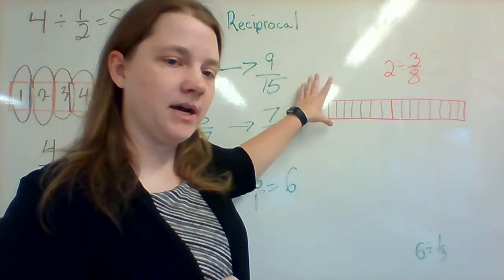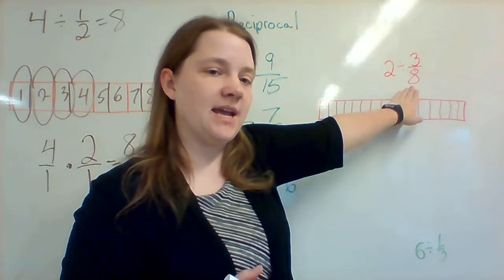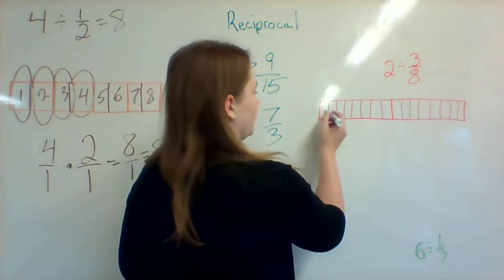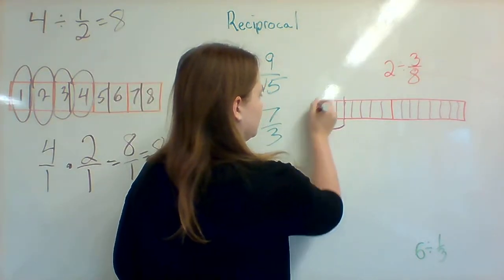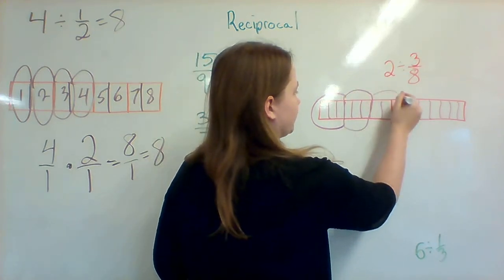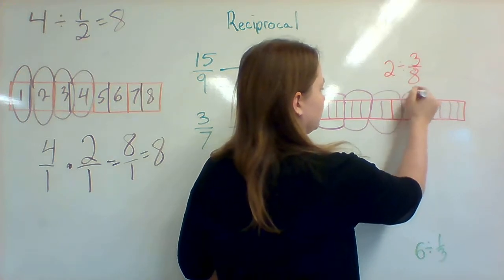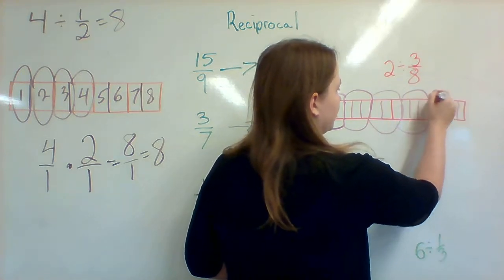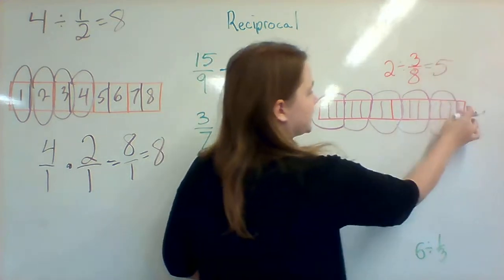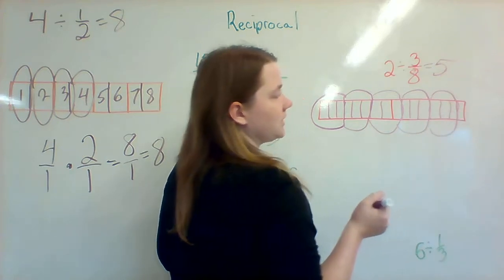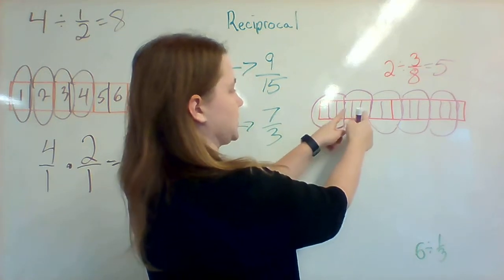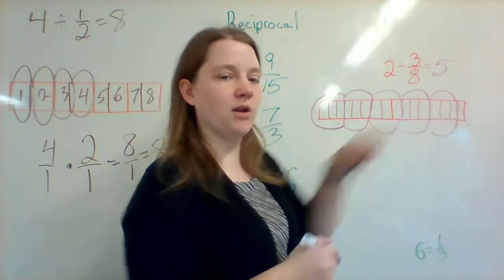Now that I've got my 2 broken up into eighths, I'm going to divide those eighths into groups of 3. 1, 2, 3. Again, 1, 2, 3, and again. So I have 5 full sections, and I've got 1 little section left over. I've got 1/3 left over because it takes 3 to make a group, and I've only got 1 piece left there, so that's 1/3.